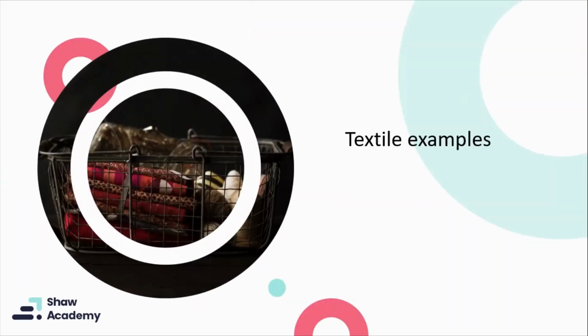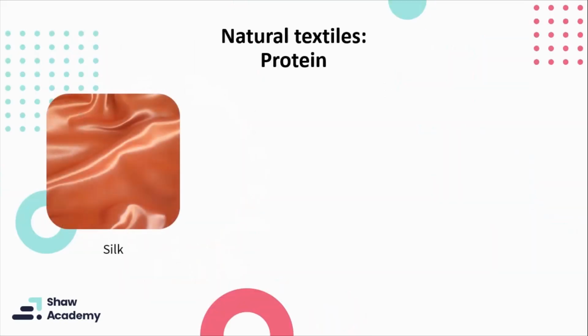Let's look at some textile examples. Silk is a natural fiber produced by insects as a material for their homes, like nests or cocoons. The most common type of animal-based fiber is silk from the silkworm. This fabric has a beautiful smooth texture, is very strong and hypoallergenic. Hypoallergenic means to be less likely to cause an allergic reaction in people who use the product.